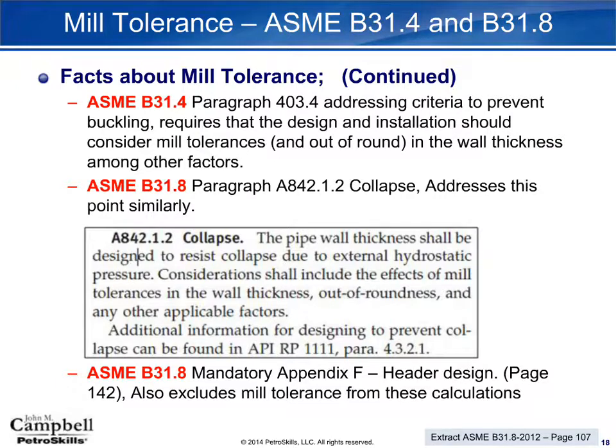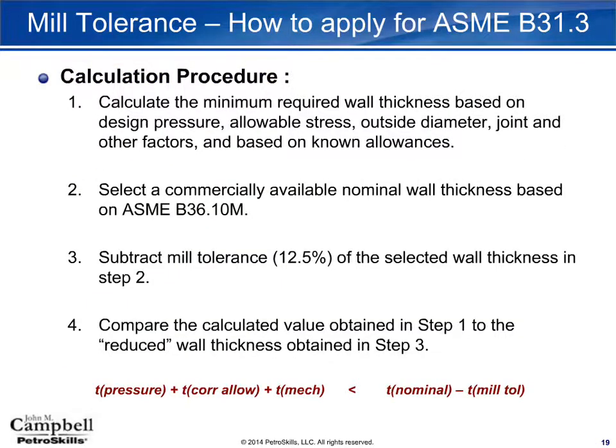So if I just flip back to B31.3, the next thing I want to do is clarify the code and the process by which we apply mil tolerance within the code. I've got a graphic coming up that helps explain this. The first part is obviously making a calculation for pressure, basing our wall thickness on hoop stress and working out what other factors, such as corrosion or mechanical allowances, we have to add in.